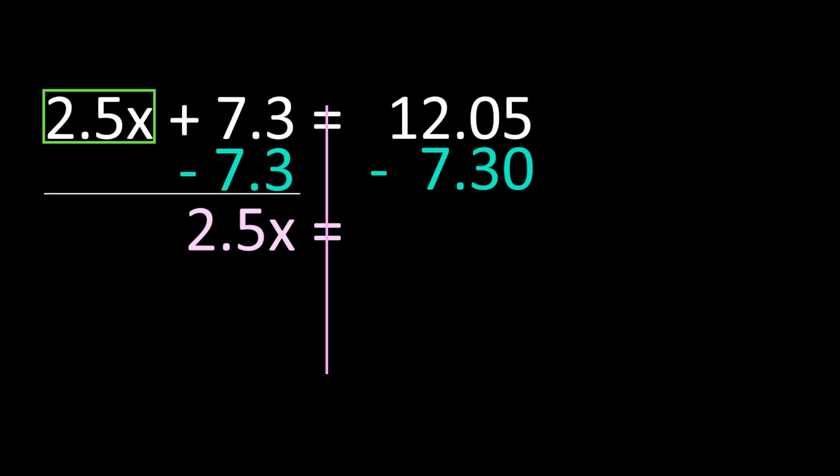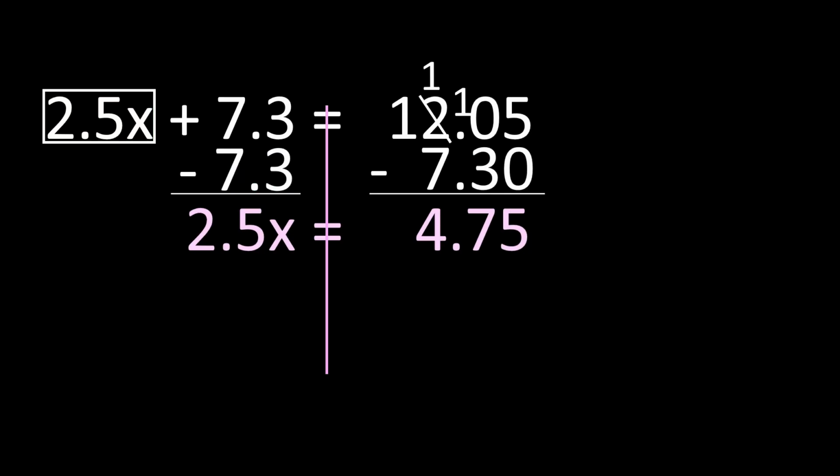On the right-hand side of my equation, now I'm ready to do the subtraction step. So 5 minus 0 is 5. 0 minus 3, I need to regroup to be able to do that. So I'm going to regroup and I'm going to have 10 minus 3, which is 7. I'm keeping my decimal point lined up, and 11 minus 7 is 4. So now I have 2 and 5 tenths x equals 4 and 75 hundredths.